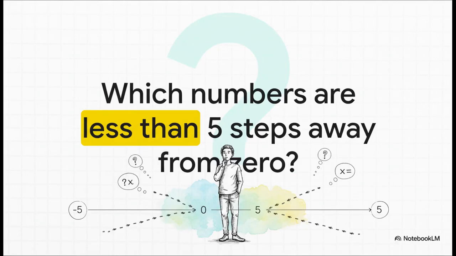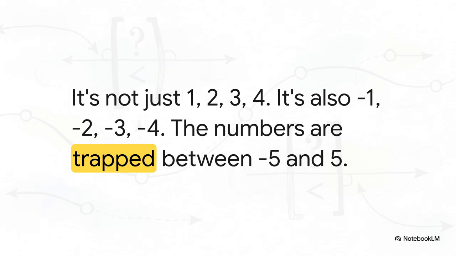So let's start with a question to kind of get our brains warmed up. Forget all the formulas for a second and just picture a number line in your head, okay? If you're standing right on zero, which numbers are less than 5 steps away from you? Just take a second and think about it. So, if you were thinking, oh, that's easy, it's 1, 2, 3, and 4, you're about halfway there. You're on the right track.